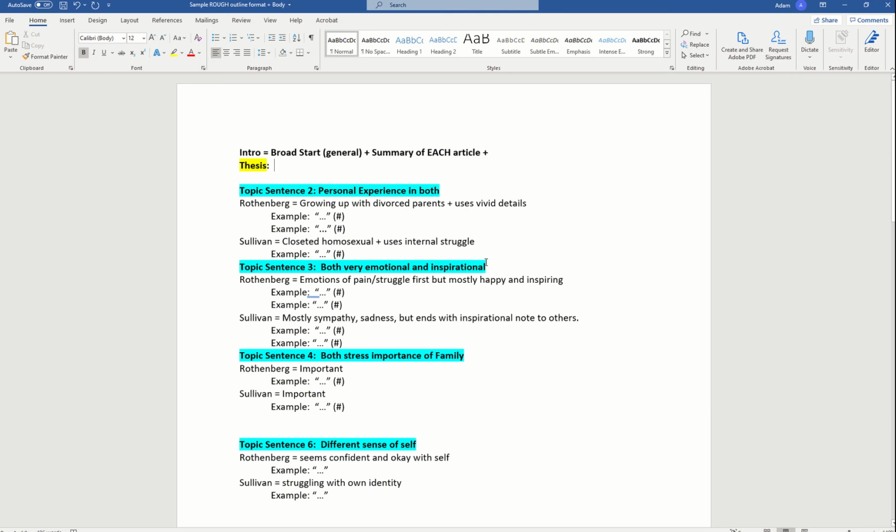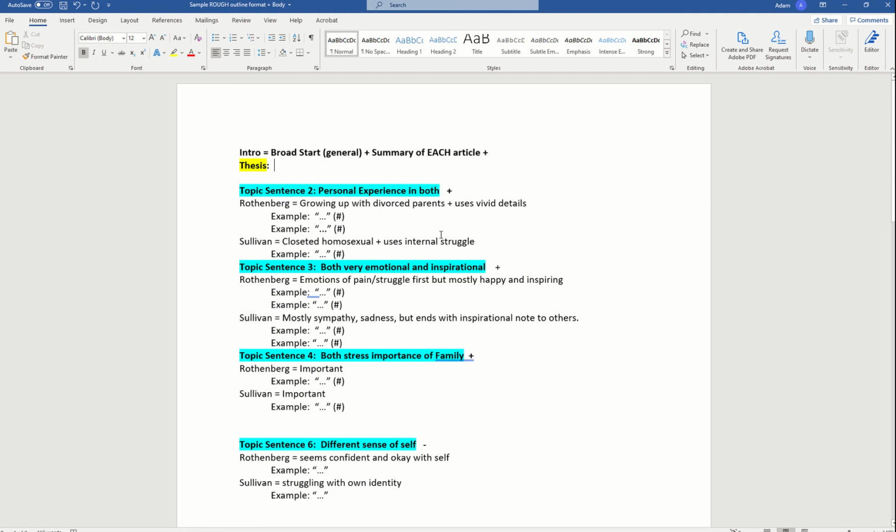Ideally, your thesis will be one single sentence, and it's going to cover the ideas that will be addressed. So I'm looking at similarities and differences. Personal experience in both, that's a similarity. Both are emotional and inspirational, that's a similarity. Both stress the importance of family, that's a similarity, and different sense of self, that's a difference.